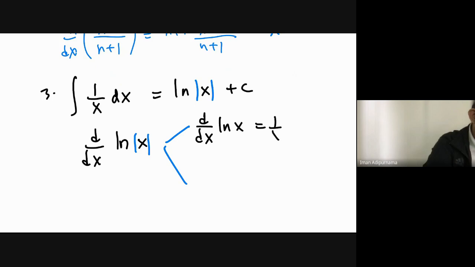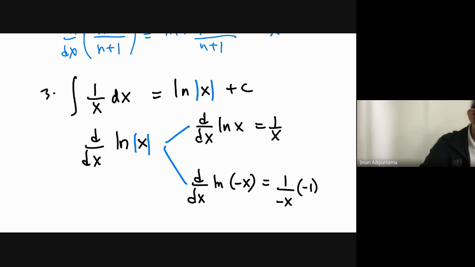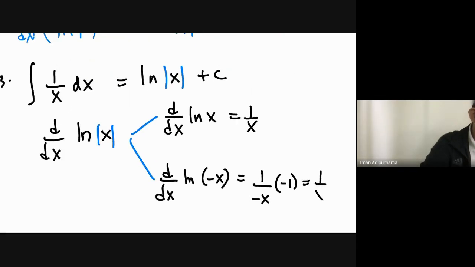The first one is the positive x. The second one is the negative x. So this will be 1 over negative x and negative 1. Right? And this is also 1 over x. If you remember this, okay, this is why we have the absolute value.